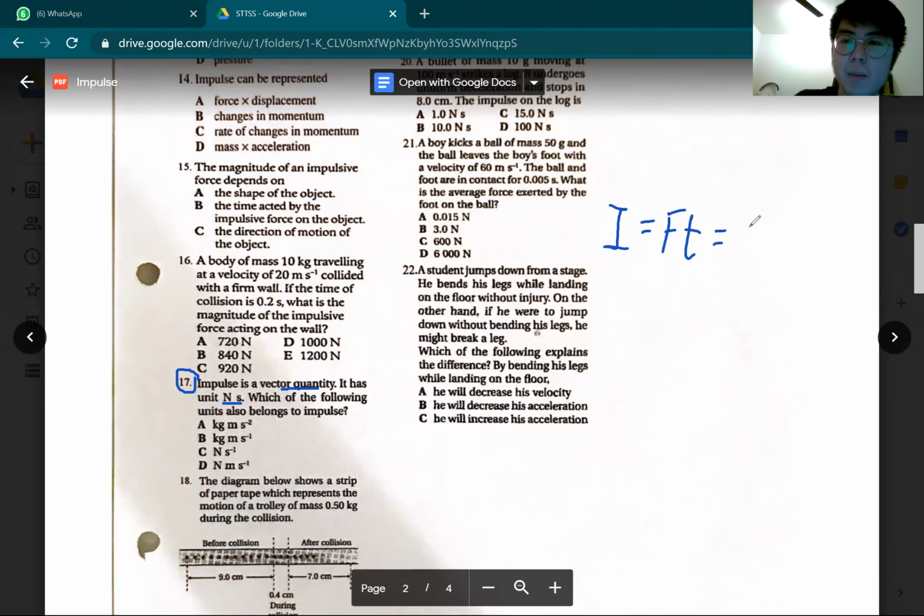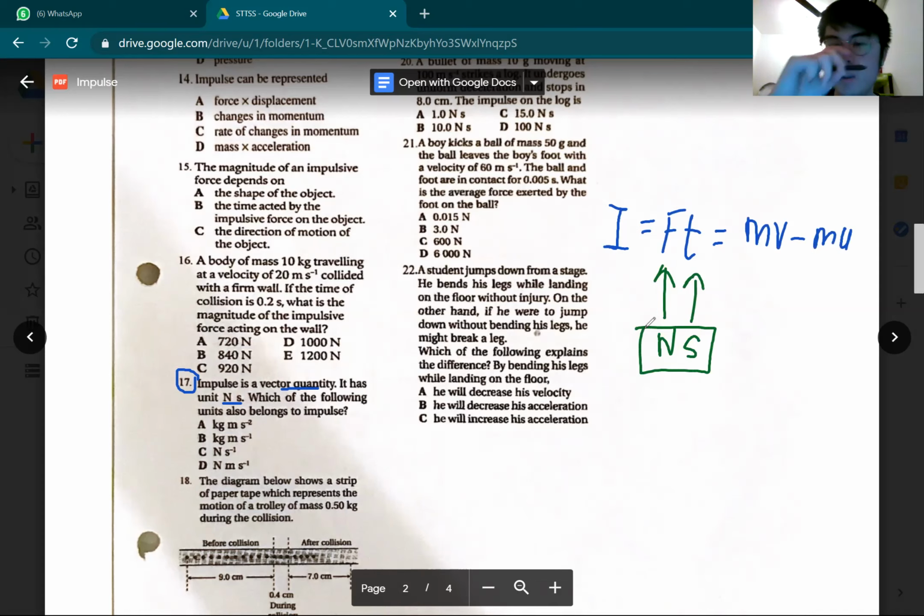Yes, it can also be mv minus mu. Okay, so the unit of F is Newton, the unit of T, time, is s. So this is your first unit for impulse. Ns, Newton second. Now this one is momentum, right? This is mass. Mass is kg. So what is the unit for velocity? It is speed, right? Velocity has the same unit as speed. So you have m s minus 1.